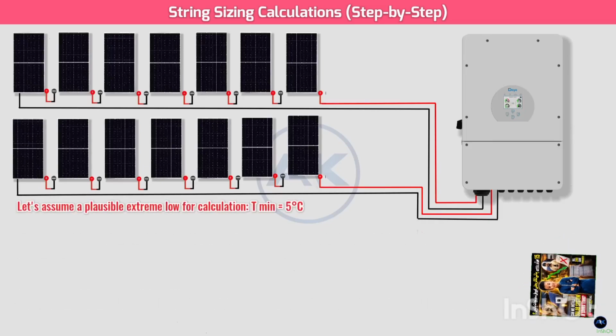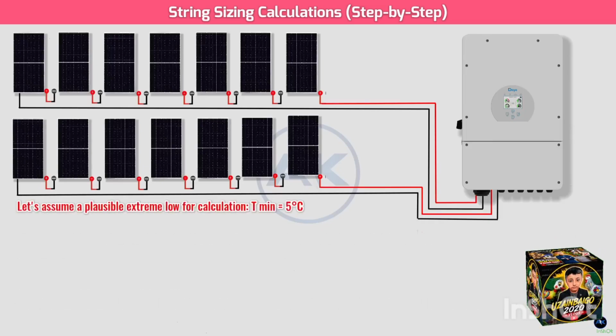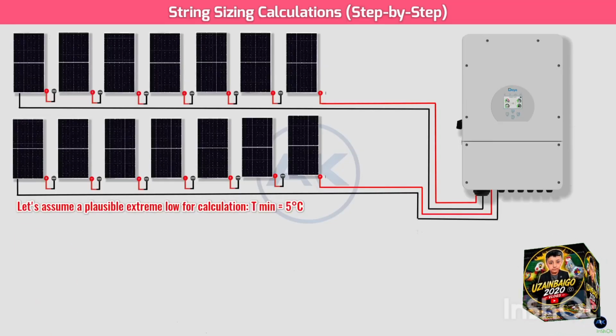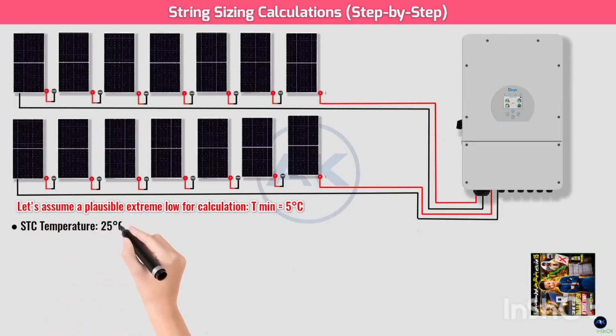Let's assume a plausible extreme low for calculation. Tmin equals 5 degrees Celsius. This is a conservative estimate for an absolute minimum. Actual might be higher, but better to be safe. STC temperature is 25 degrees Celsius.